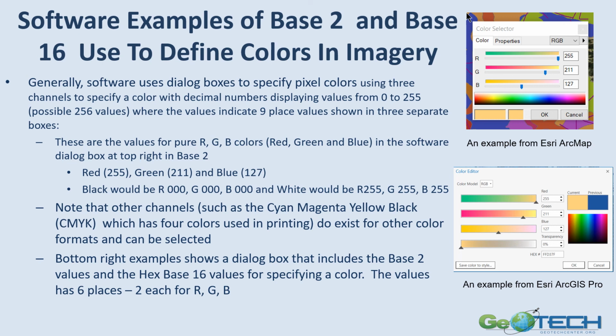And there are other formats. The bottom right shows an example with the RGB 3 values, but it also gives you your hex values. In this case, it's FFD37F. So there are different ways of determining a color.